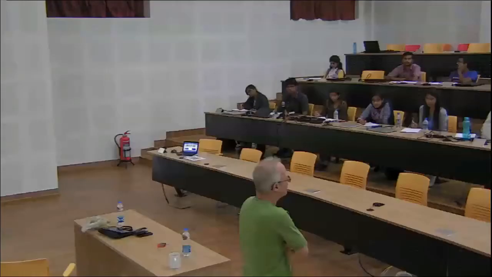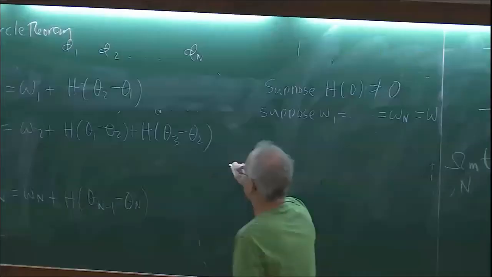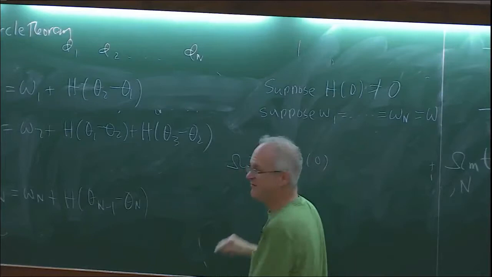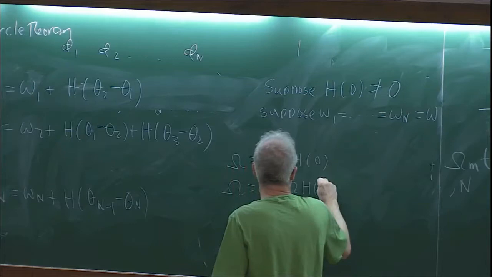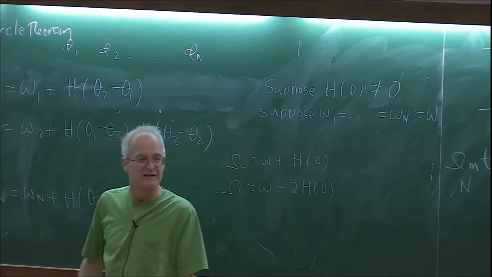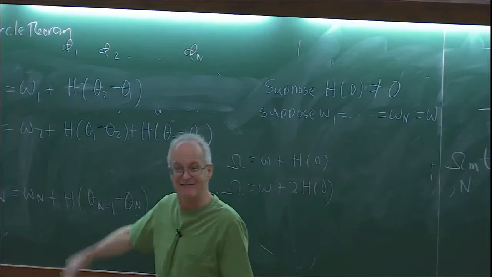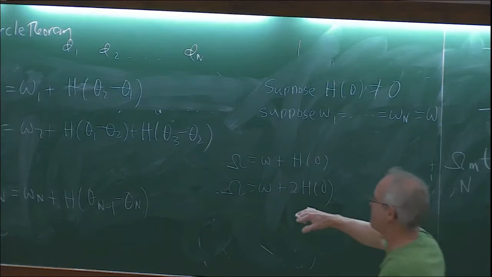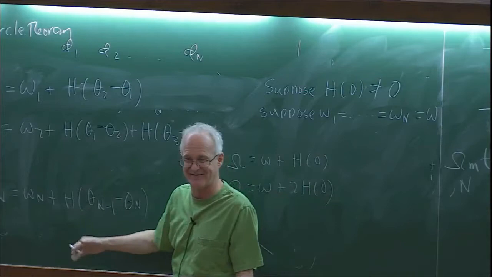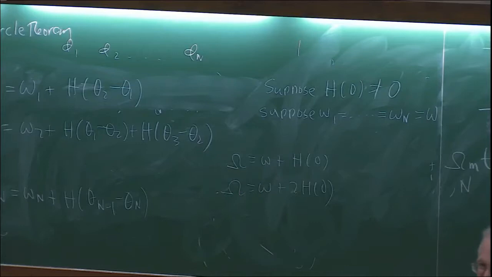Well, if it were, you'd have to have omega equals omega plus H of 0, and omega equals omega plus 2H of 0, because there are two H's here. So that can't happen. So even if they're identical, if H of 0 is not 0, synchrony is not a solution. And in fact, this is a really hard problem to solve in general, even with omegas all the same, if H of 0 is not 0. There may not even be a phase-locked solution. Or it may be really awful.